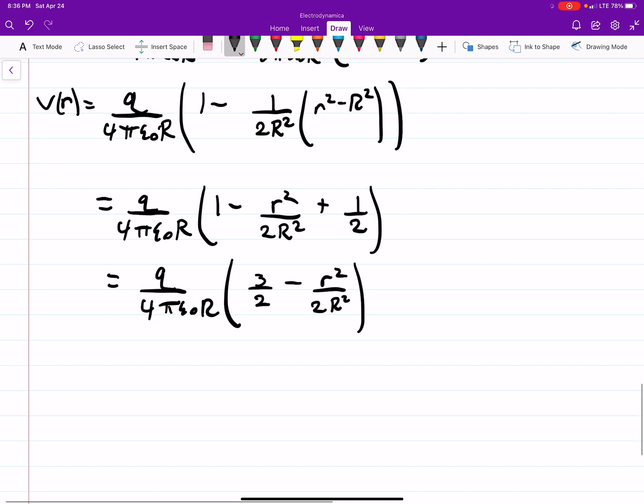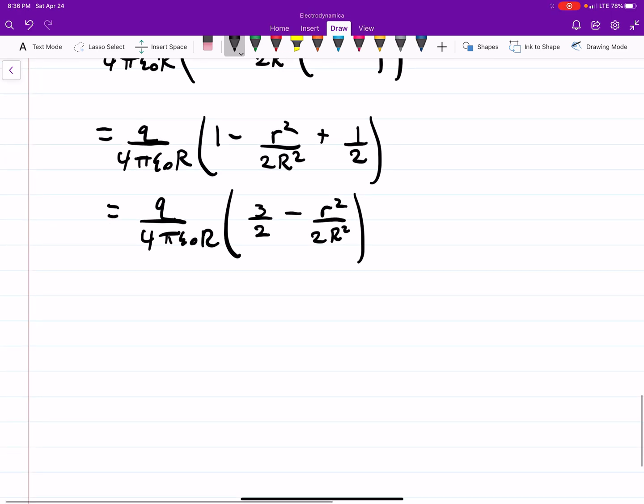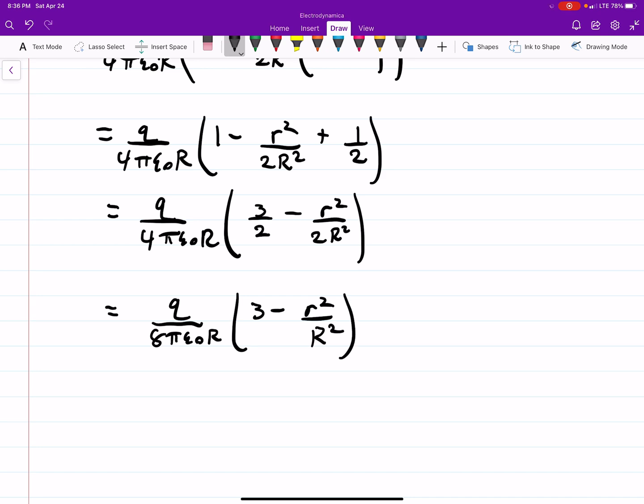You could factor out a 2. Q over 8 pi epsilon naught R, 3 minus little r squared over big R squared. It's about as simple as you can get it. So this is your potential at r.